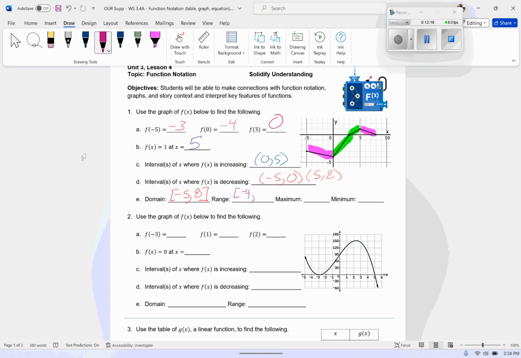Hey, doing well. Is Benito in here today? Yeah, Benito's right there. Beautiful curly hair.